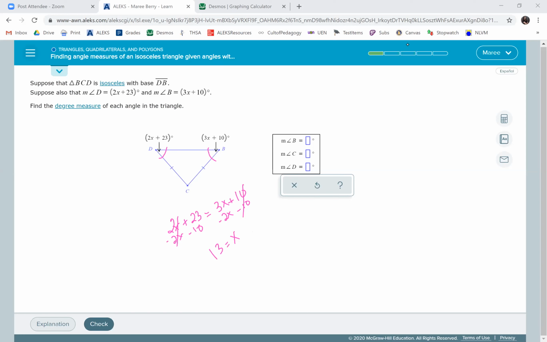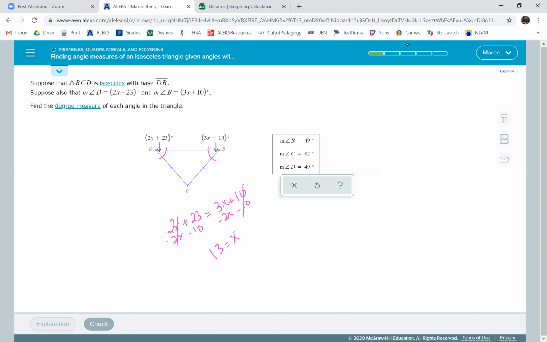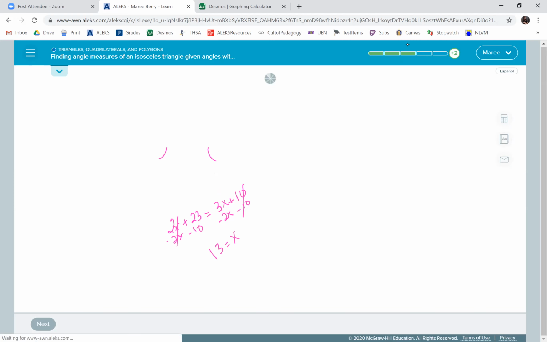So if I want to find out what both D and B are, I'm going to do 13 times 2 is 26 plus 23 is 49. So that's B and D. And then I'm going to do 180 minus both of those. 82.